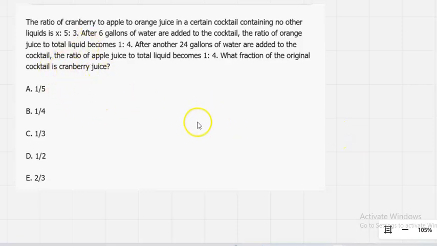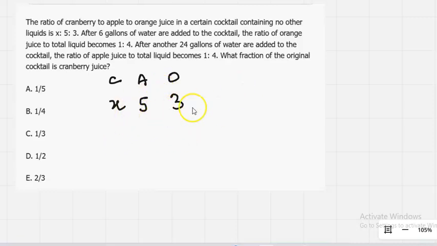Now, the ratio of cranberry to apple to orange juice in a certain cocktail containing no other liquid is X to 5 to 3. So we are told that in this cocktail, the ratio of the volume of cranberry, let's say C, to apple to orange is X to 5 to 3. Now, in the first place, what does this mean?